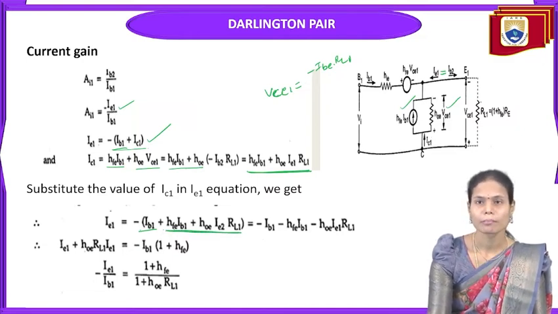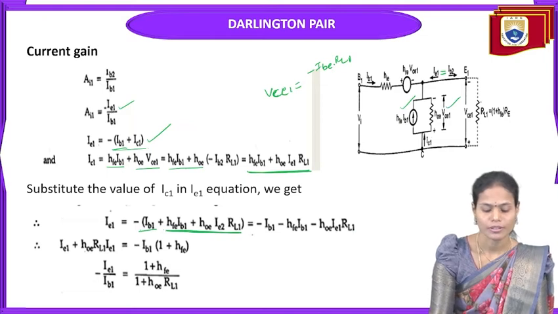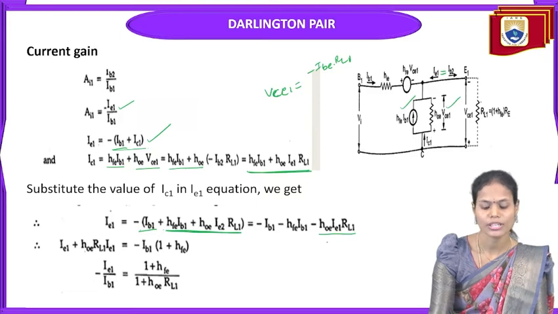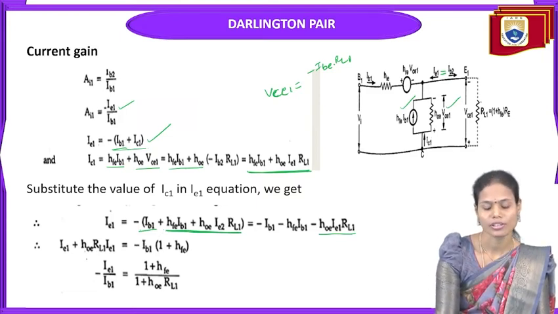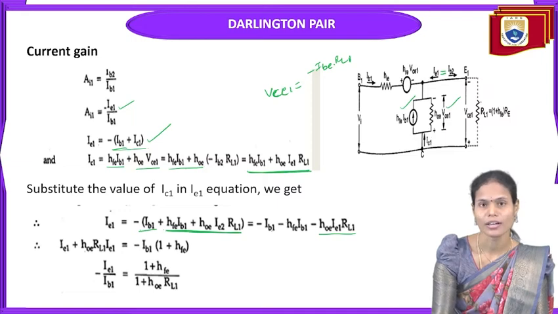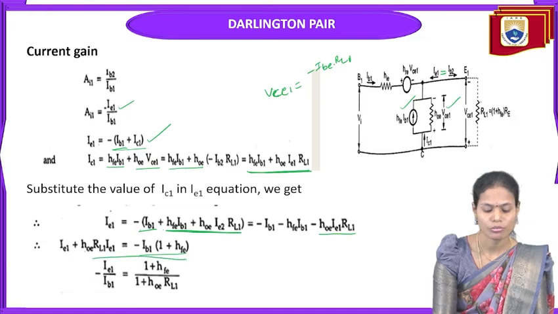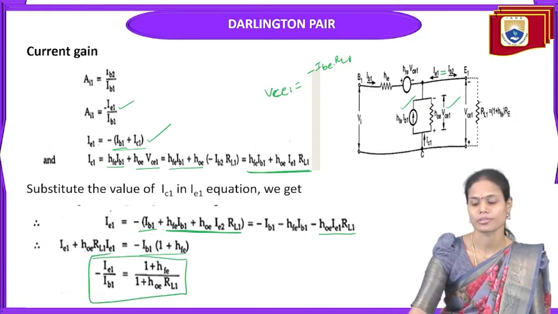So after multiplying it with minus, we will get it as minus IB1 minus HFE IB1 minus HOE IE1 into RL1. So I am taking these terms to the left side, that is HOE IE1 RL1, I have taken to the left side. And if we take minus IB1 as common here, we will get 1 plus HFE. So minus IE1 by IB1 equal to 1 plus HFE by 1 plus HOE into RL. So this is the overall current gain of the first stage.